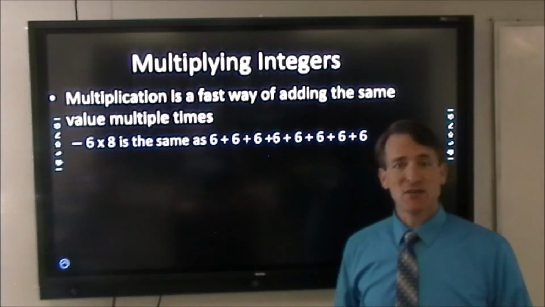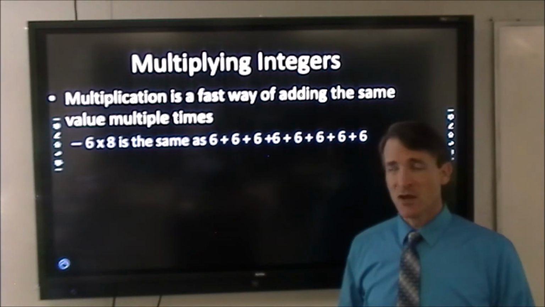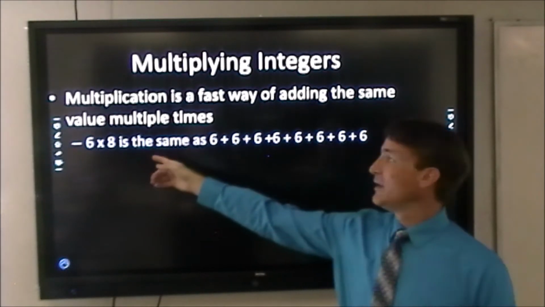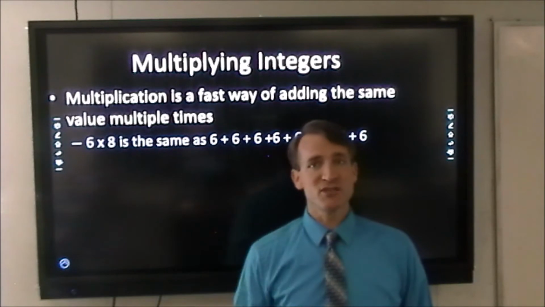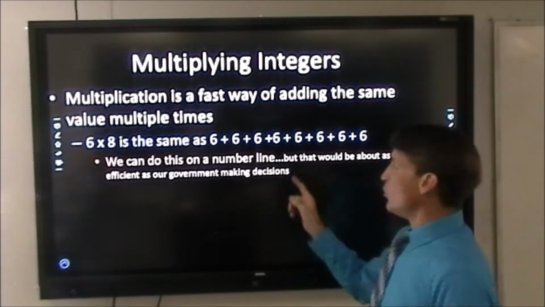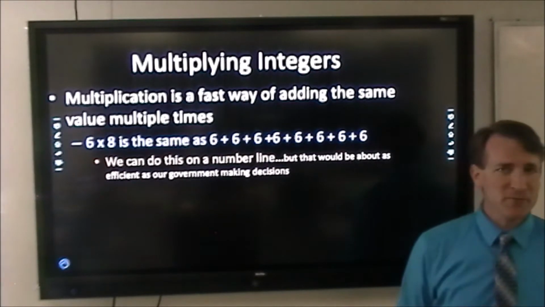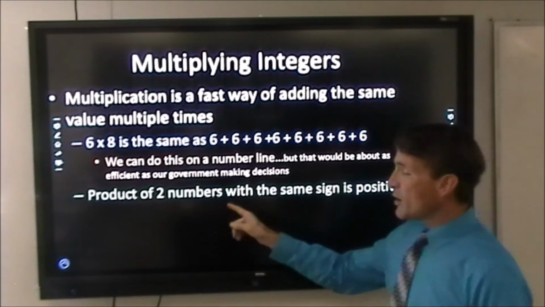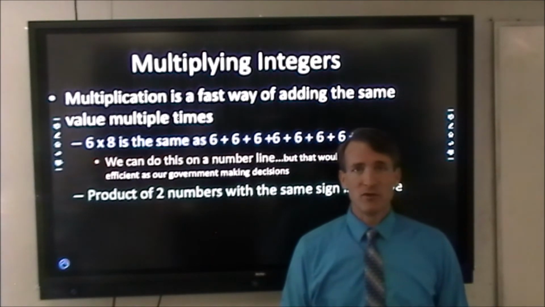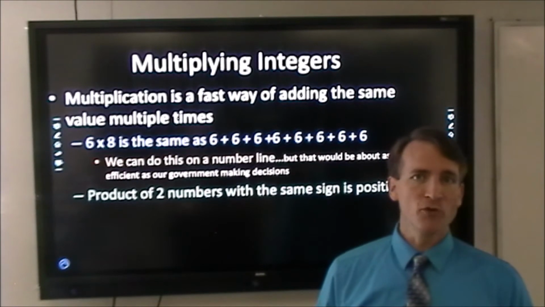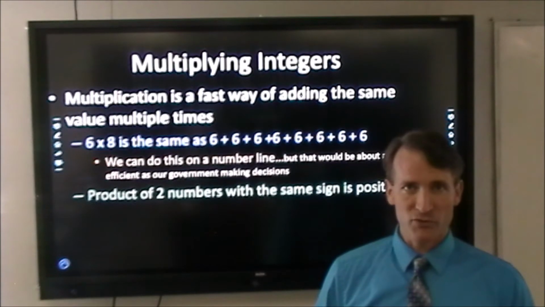6 times 8, of course, is 48. I could also take 8 as my factor and add it 6 different times, and I'll still come up with my answer of 48. We could also do this on a number line, but that is not very efficient at all. The product of two numbers, however, can be a little bit confusing when you're multiplying negative numbers.